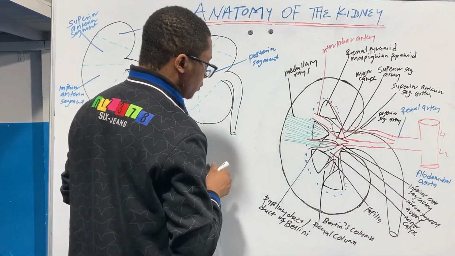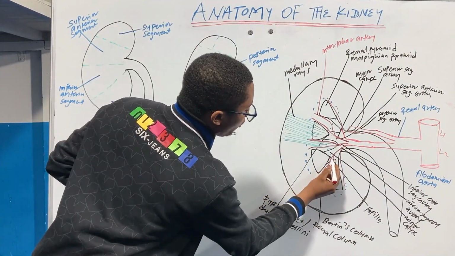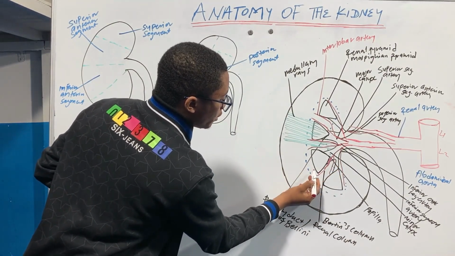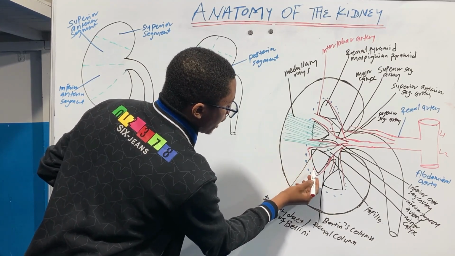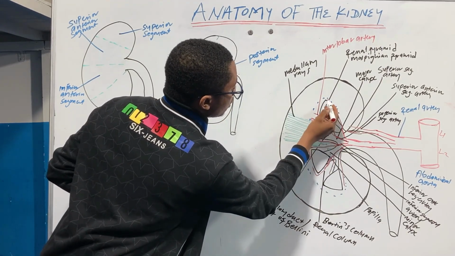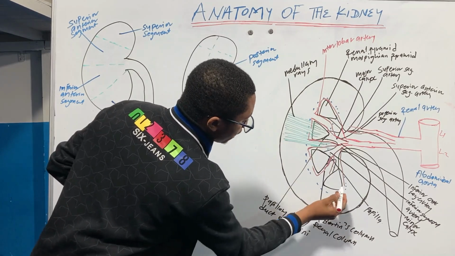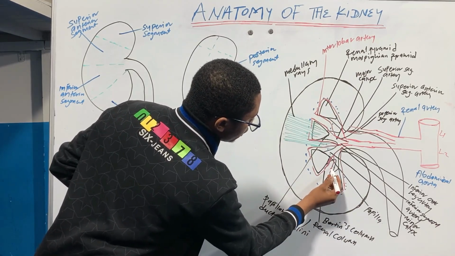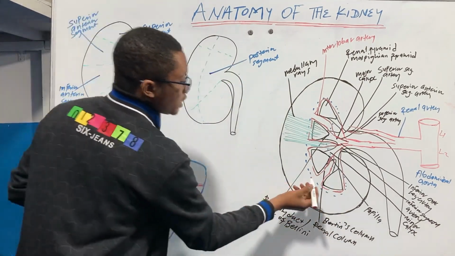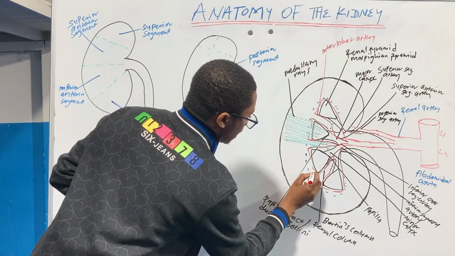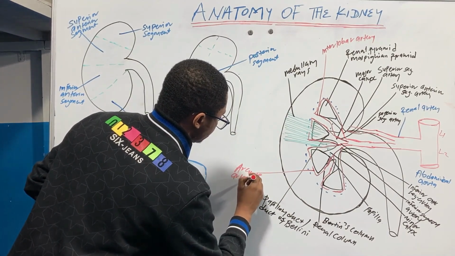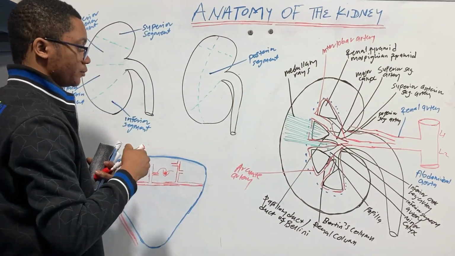Now, the interlobar arteries continue as the arcuate artery. What really happens is that when the interlobar arteries come to the base of the renal pyramid, they converge in this manner and turn into the arcuate artery. Let me label this as the arcuate artery.